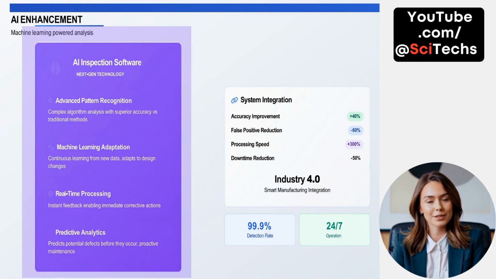Real-time processing delivers immediate feedback, enabling corrective actions to be taken instantly, which minimizes scrap and delays. Predictive analytics further strengthens this capability by forecasting potential defects before they happen, allowing for proactive maintenance. With system integration, manufacturers gain 40% better accuracy, 60% fewer false positives, 300% faster processing speeds, and 50% less downtime. These innovations support Industry 4.0 goals and enable 24/7 operation with a 99.9% detection rate.